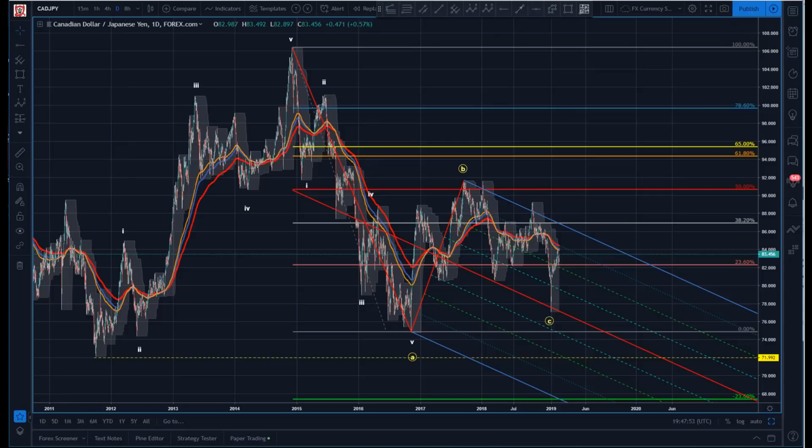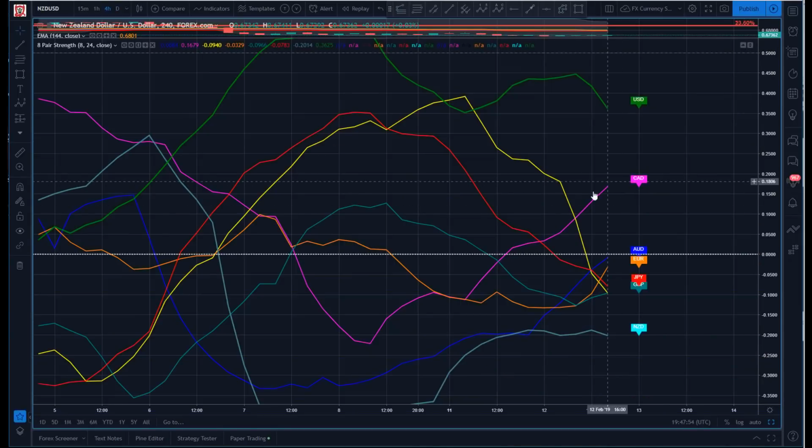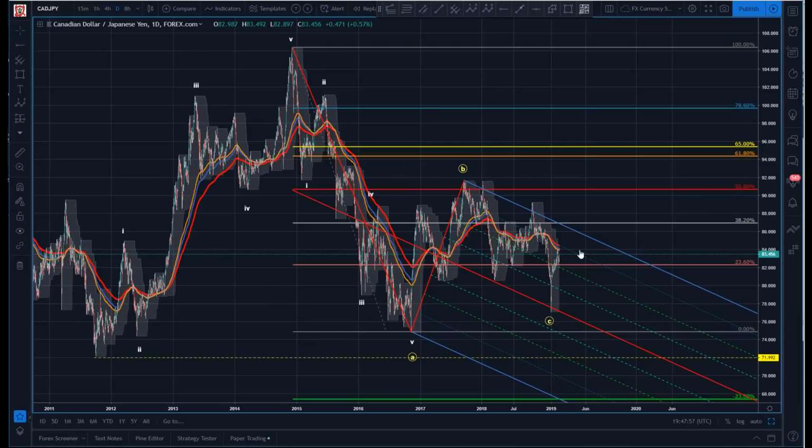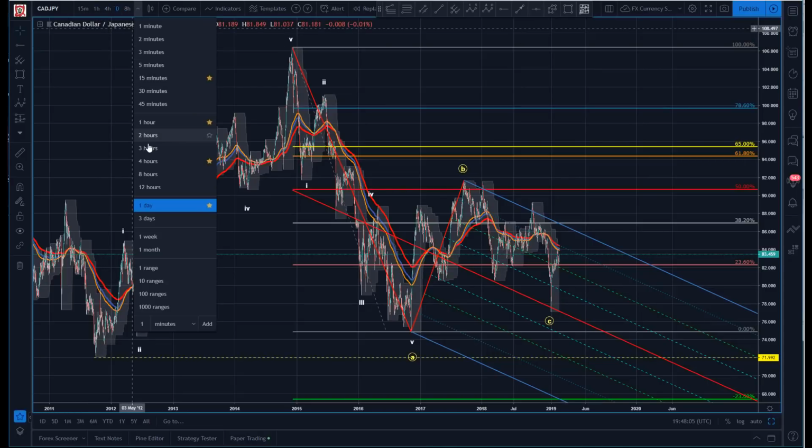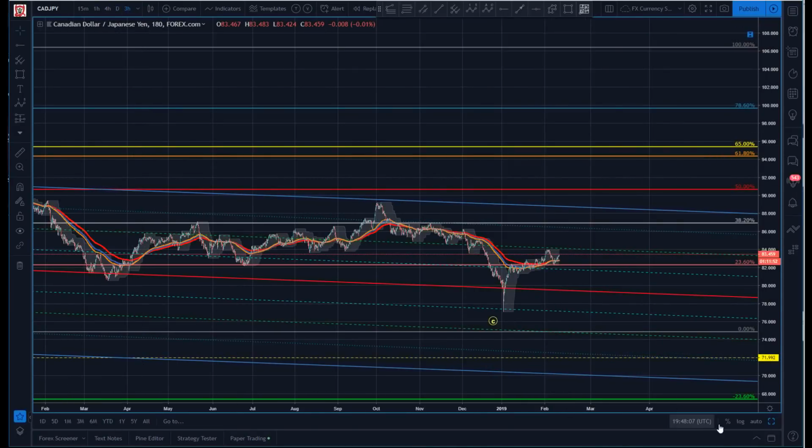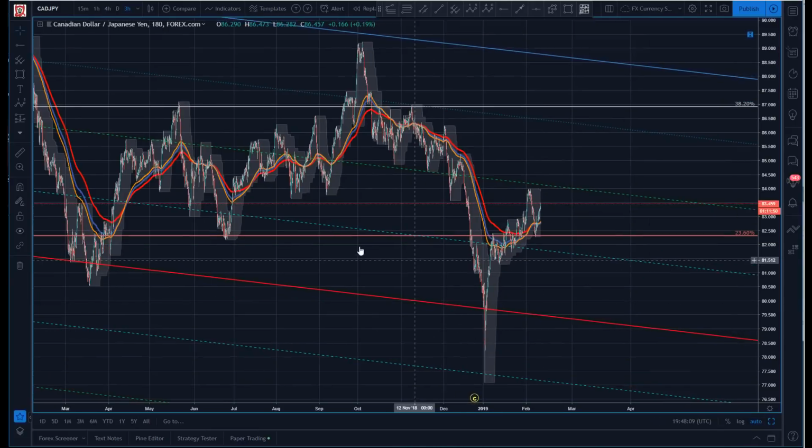Now let's go back here. Canadian strong, yen weakness. All right, what do we see? Canadian strong, yen weakness. All right, so maybe now we're at the daily, so maybe I want to go down. Let's go to a 3 hour, see what we think there. Is there a count there?